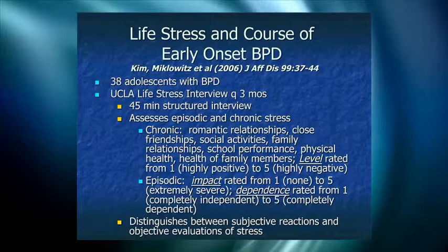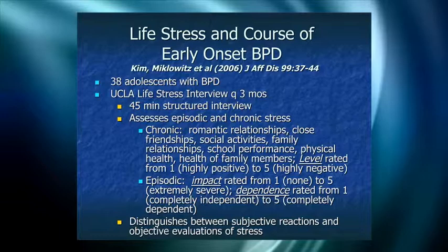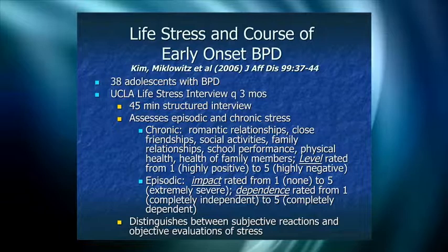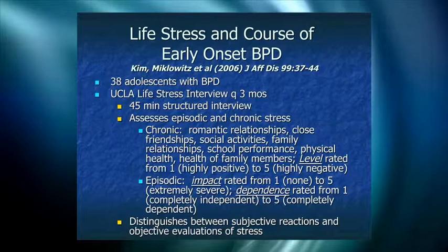They looked at episodic and chronic stress. Chronic stress in romantic relationships, close friendships, social activities and family relationships, etc., and they rated it on a 1 to 5 scale. The episodic, again, something that comes and goes, as you might imagine. They looked at both impact and dependence, how independent or dependent it was. So they were looking at subjective reactions and objective evaluations of stress.